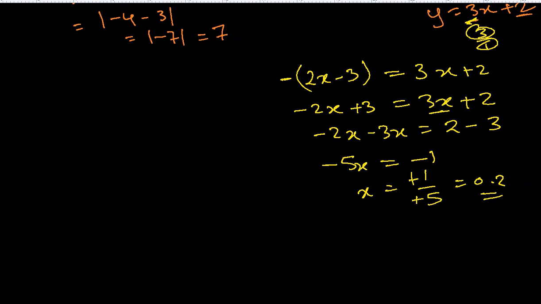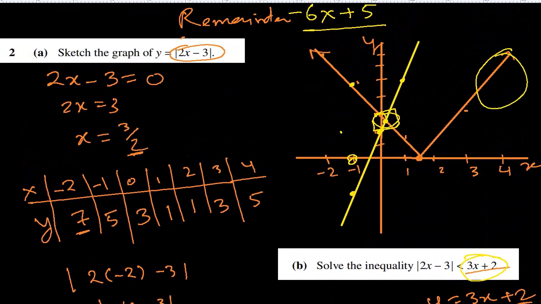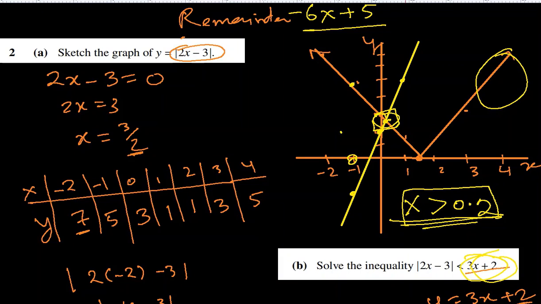Alright, so this point where they are intersecting, x is 0.2 here. So our final answer will be whenever x is greater than 0.2, or 1.5, you can write 3x plus 2 is greater than |2x minus 3|. This is the answer graphically. There is some algebraic way you might have been taught. You can apply that one, but I think because of part A, this is the easiest one.